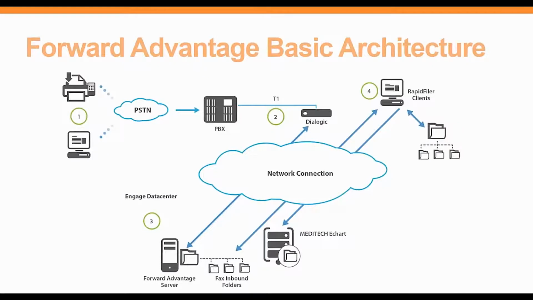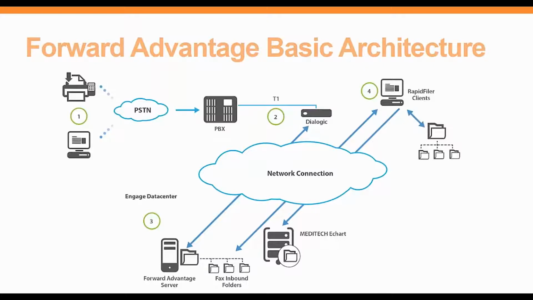So Kevin showed you this a little bit earlier. This is kind of what the architecture of the system looks like. In our data center at Engage, we do a lot of hosting for a lot of different products, Forward Advantage being one of them. In this case, we wanted to make sure that we weren't using old technology or plugging any physical devices into servers. We wanted to virtualize the server, very importantly.